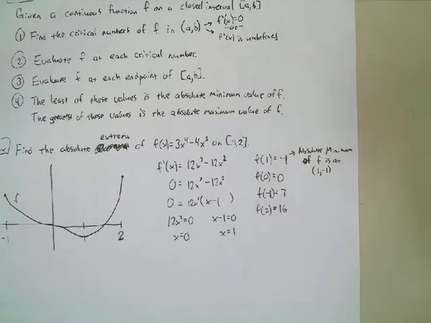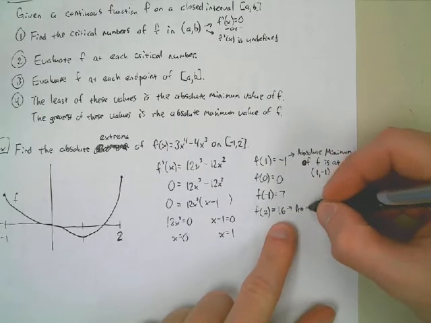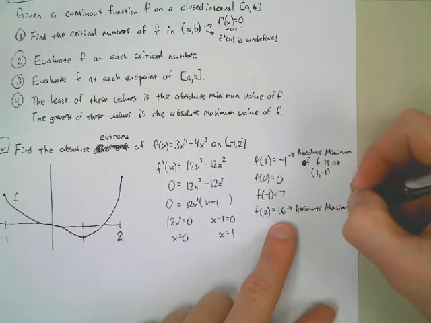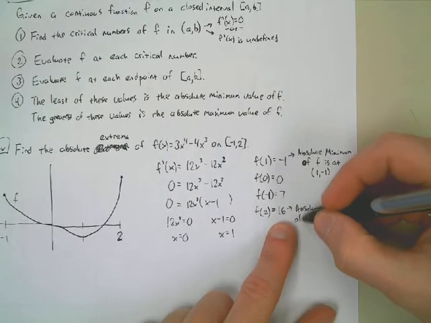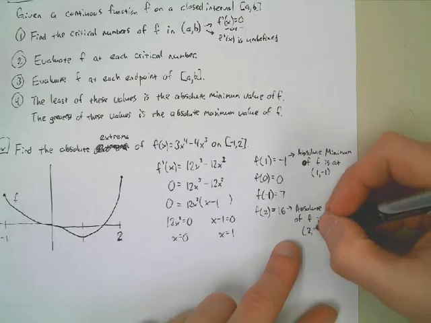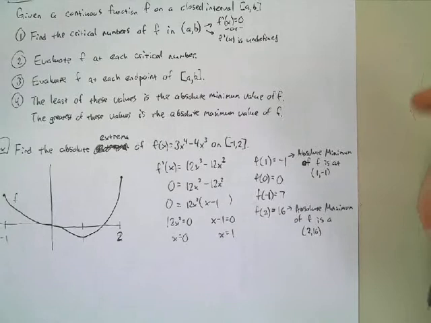Okay, Donovan, what's the absolute maximum value here? At 2, it's 16. So yeah, absolute maximum of f is at the point 2, 16. Okay, yes. What if you have two of the same value? So then you would say both of those are absolute maximums.